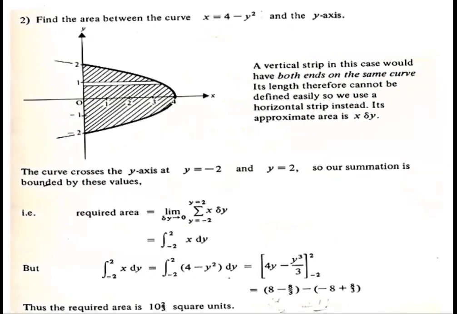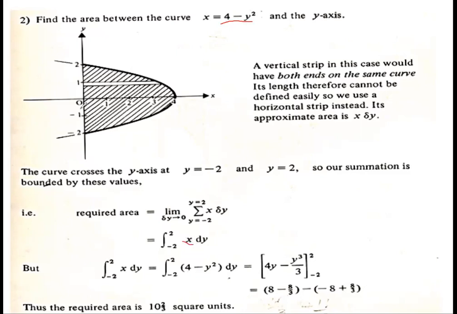Okay, let's take another one. So you have to find the area between this curve and the y-axis. Remember I spoke about that. You want to find the area between x equals 4 minus y squared and the y-axis. Same idea. So x is this whole thing here. So we put that in the place of x there.